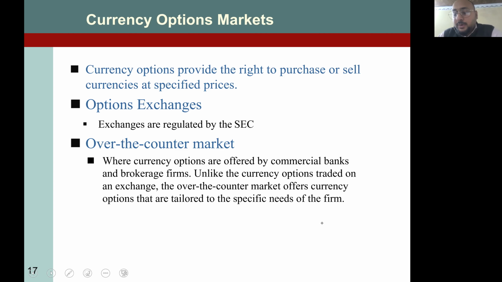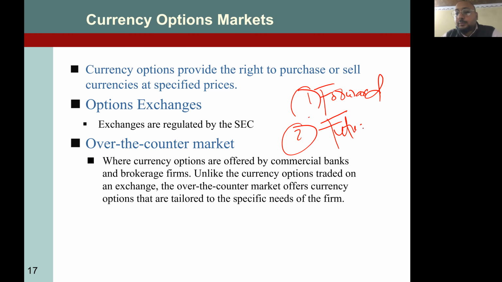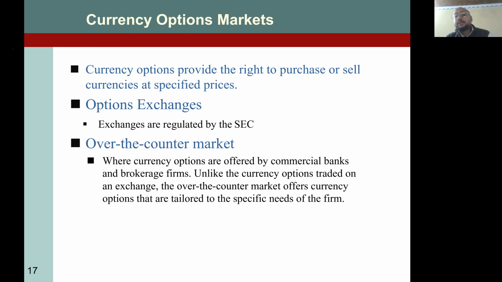Now, option markets. So currency derivative, two kinds of derivatives we already done: forward, future, and the third one is currency option markets. Now let's explore this area further. We had a little taste about this options market in our earlier lectures, but here we will further explore this.